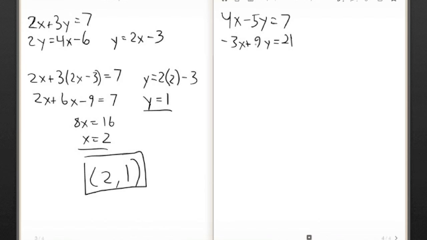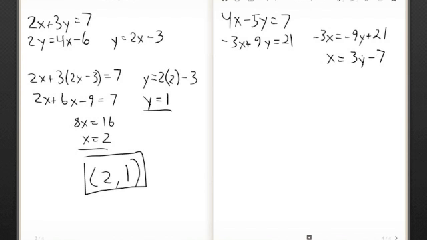So let's just pick x. So if we first move 9y to the other side, we'll get negative 3x equals negative 9y plus 21. And now we divide both sides by negative 3, we get x equals 3y minus 7.